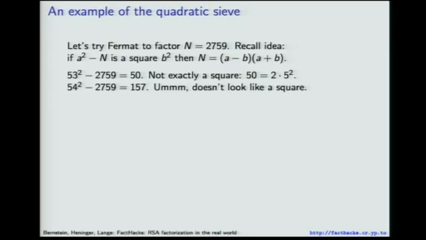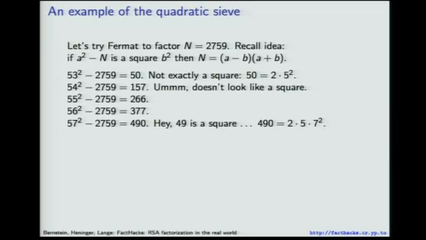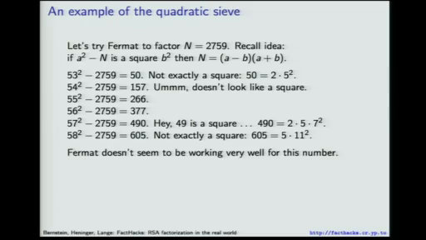And then you try another number, 54 squared minus 2759. 157, that's too complicated. I don't remember that being a square, so let's just skip it. And then you keep going like this, 266, 377, 490. I remember 49 is a square, but that doesn't mean that 490 is a square, because 10, 2 times 5, that's not a square. And 605, you can try, okay, wait a minute. We remember how to take out the 5, and then 605 divided by 5, well, you can figure out it's 5 times 11 squared. Oh, it's almost a square. So you keep doing this for a while, and it seems like Fermat's method is actually working pretty badly. It does work eventually, but it's taking quite a while.